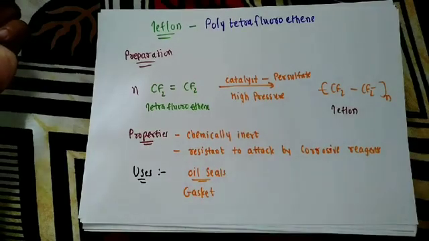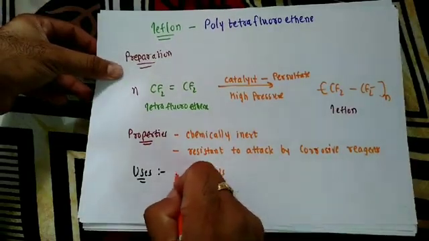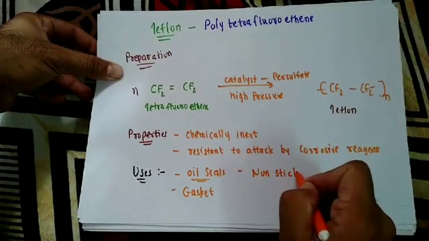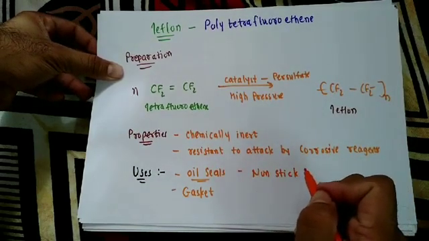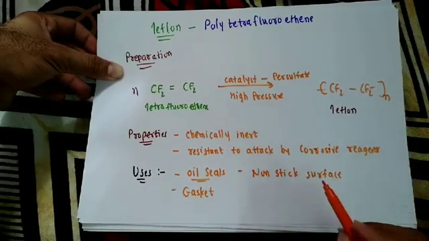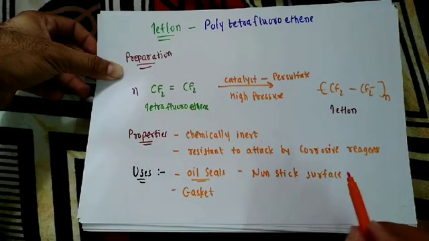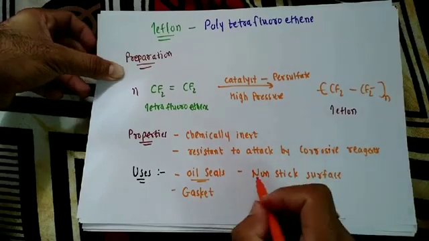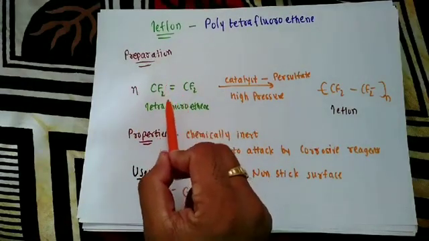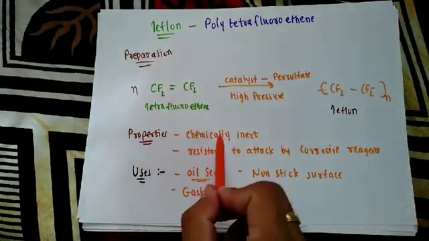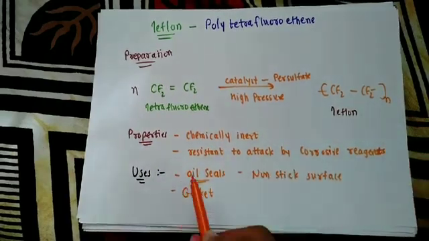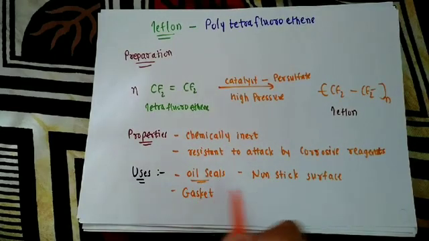They are also used for non-stick surfaces. Most people in India are using non-stick cookware, and the surface of non-stick is made up of Teflon. So these are the uses of Teflon. To summarize: the monomer is tetrafluoroethene, properties are chemically inert and resistant to attack by corrosive reagents, and uses are oil seals, gaskets, and non-stick surfaces.